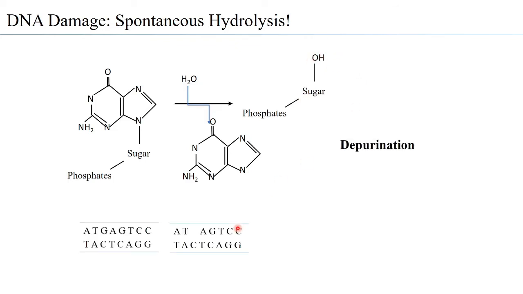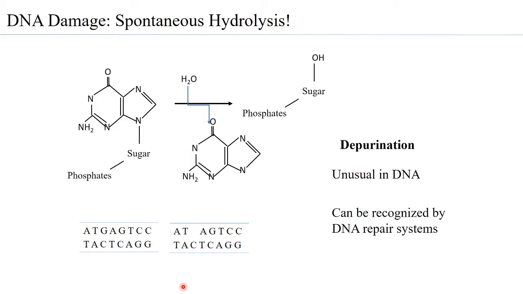Such a process is what is called depurination, and this leads to a place where there is no nucleotide at all. You see that the purine has been removed. So at this point, you have no nucleotide present. Therefore, this is called an abasic site or apurinic site. Now, this is also unusual in the DNA, which can be recognized by the DNA repair system and repaired.